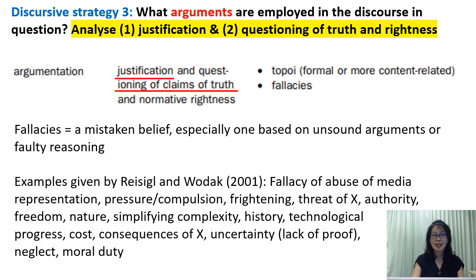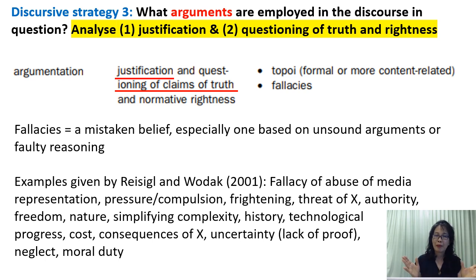Next, discursive strategy 3, argumentation. What arguments are used? We want to analyze the justifications for something, and we want to analyze, for example, are they questioning the truth and the correctness of something, whether it is right or wrong? And this is where we need to look out for fallacies. That means it's a mistaken belief.